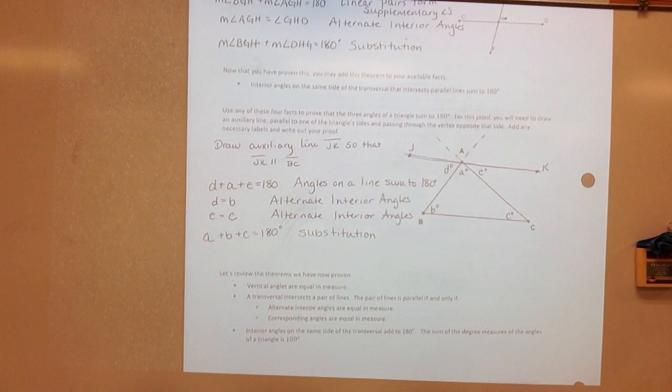Let's review the theorems that we have now proven. Vertical angles are equal in measure. A transversal intersects a pair of lines. The pair of lines is parallel if and only if alternate interior angles are equal in measure, corresponding angles are equal in measure. Interior angles on the same side of the transversal add to 180 degrees. The sum of the degree measures of the angles of a triangle is 180 degrees.